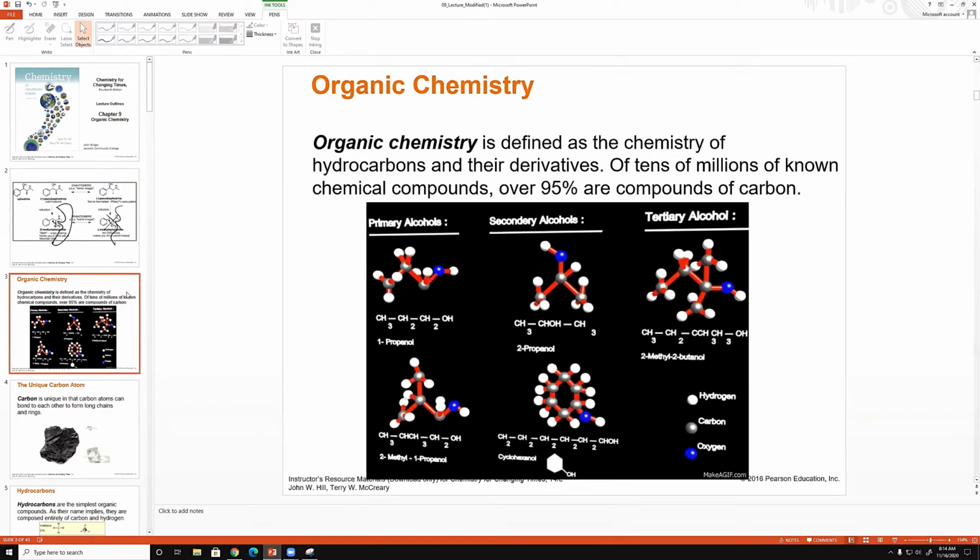So organic chemistry is the chemistry of hydrocarbons and their derivatives. There are tens of millions of known chemical compounds. You can make an infinite amount of compounds, and over 95% of these organic compounds are based on carbon. Here are examples: propanol, 2-methyl-2-butanol. We'll learn about what all these mean. Basically, you can connect a bunch of carbons and hydrogens, and also oxygens and nitrogens.